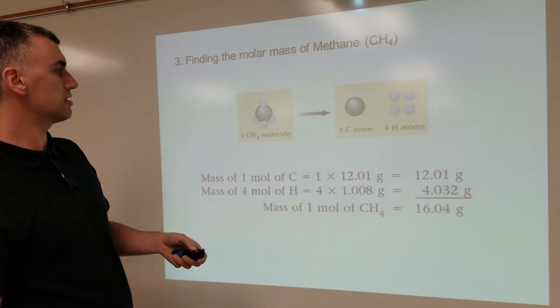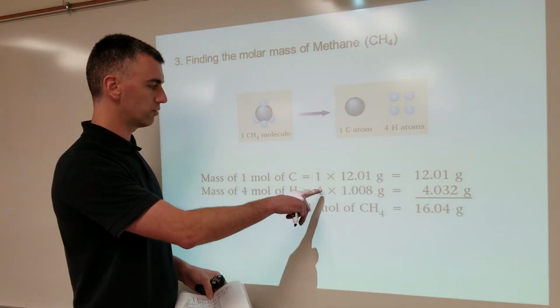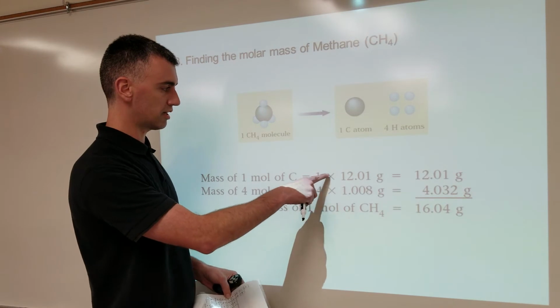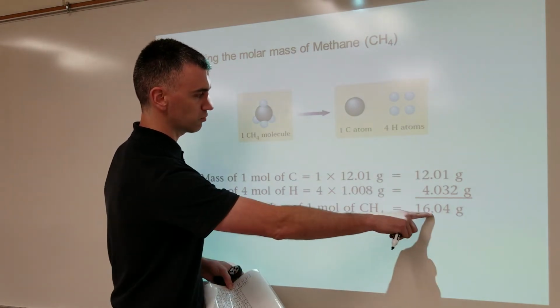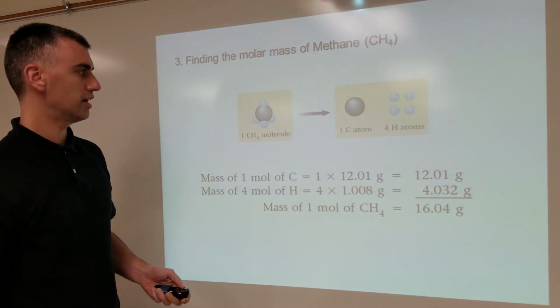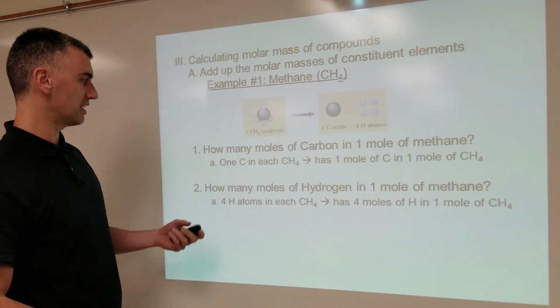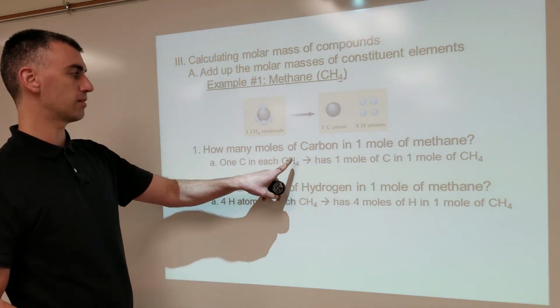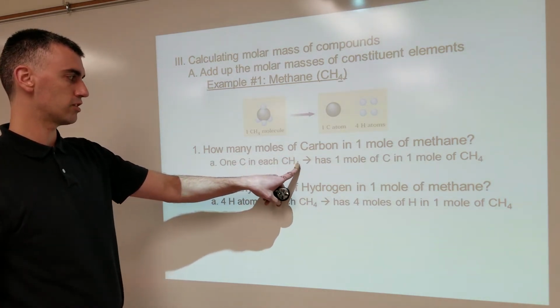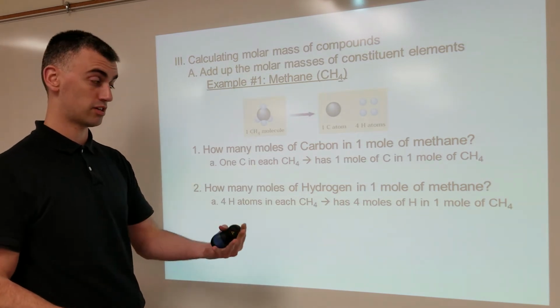Okay, this is what I was talking about right here. 4 times the mass of hydrogen plus 1 times the mass of carbon. Add it all up. This is the mass of 1 mole of CH4. The point made before is valid, that's true. 1 mole of CH4 contains 1 mole of carbon and 4 moles of hydrogen, because there's 4 hydrogens for every carbon. So there's 4 times as much hydrogen as there is carbon.